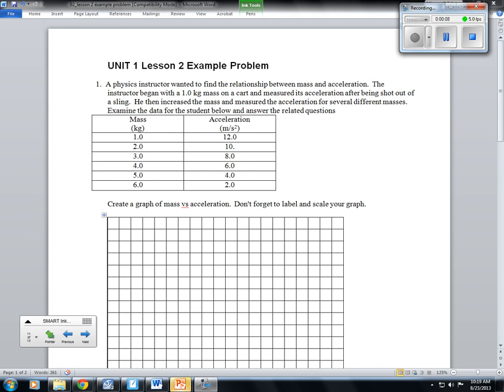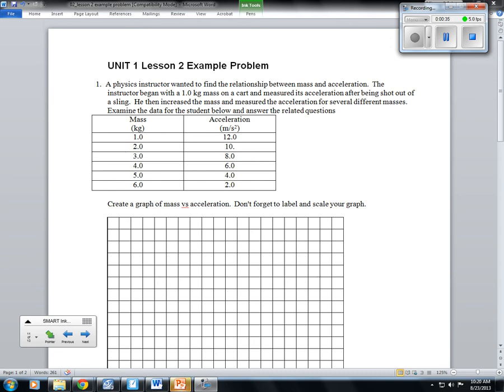So what we've got to do is first graph this out, and then we're going to walk through the back side of this. A physics instructor wants to find the relationship between mass and acceleration. The instructor begins with a 1 kilogram mass on a cart and measures acceleration after it is shot out of a sling. He then increases the mass and measures the acceleration for different masses. Examine the data below. First of all, we need to find the independent and dependent variable.